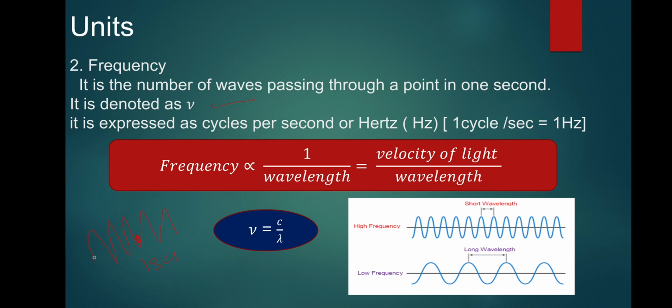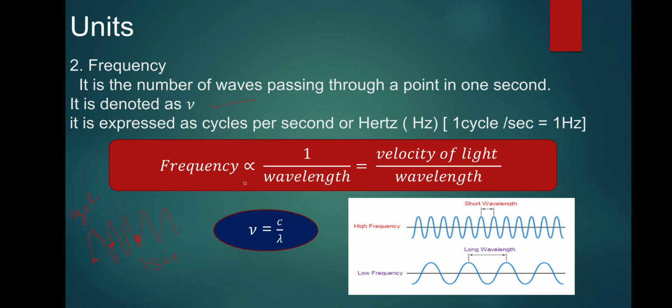One cycle means from here to here, this is one cycle. So how many cycles pass in one second, that we express in hertz. Hertz, Hz, we use to represent it, and 1 cycle per second is equal to 1 hertz. This is frequency.